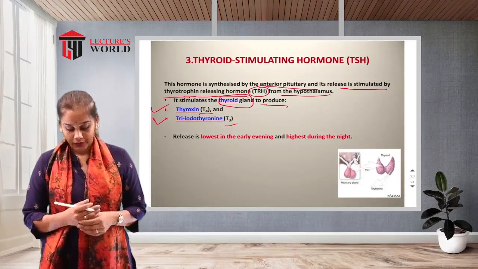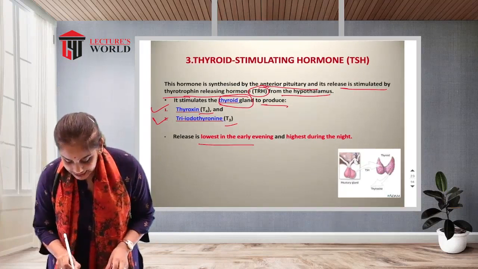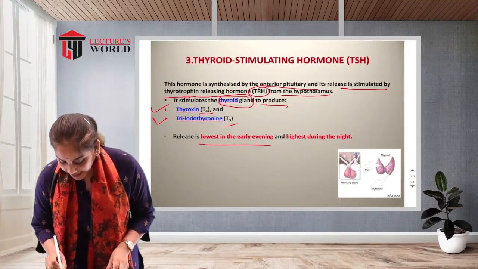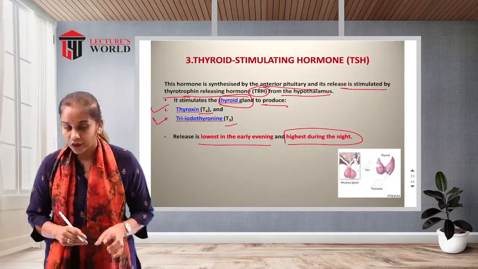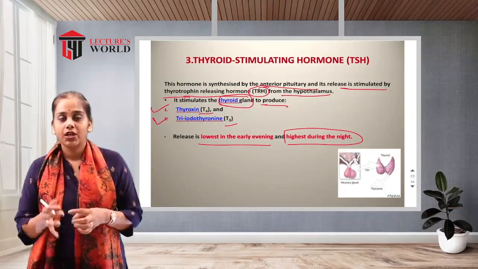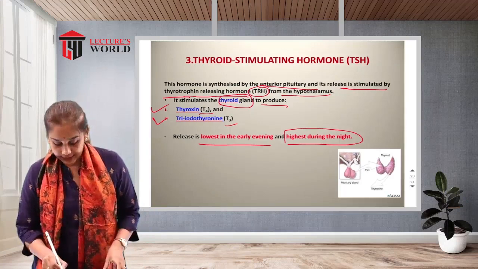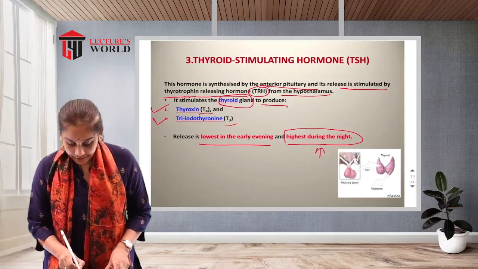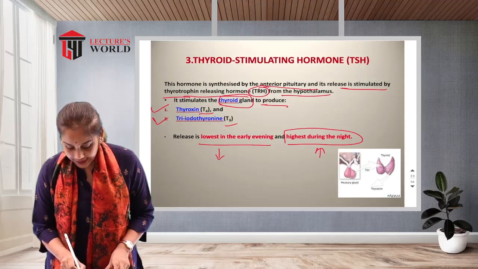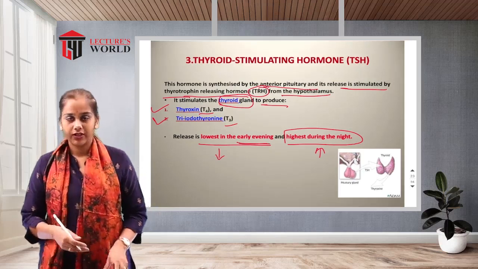Release is lowest during the early evening and highest during the night. During the night the secretion of the thyroid gland is the highest, and the lowest is in the early evening.